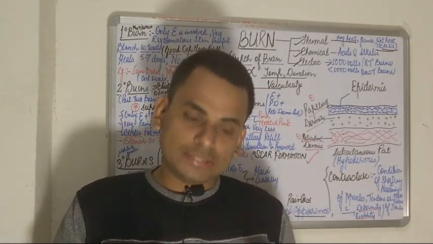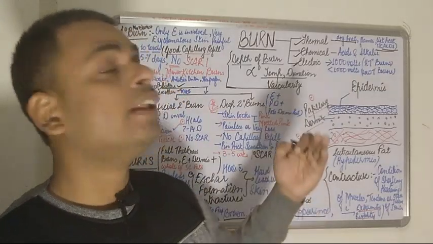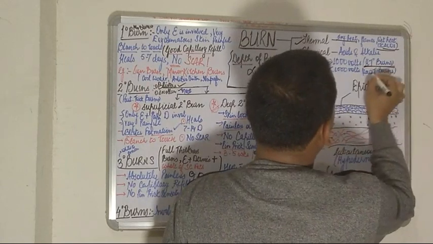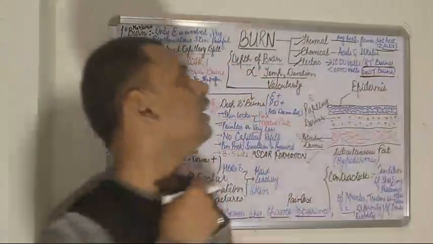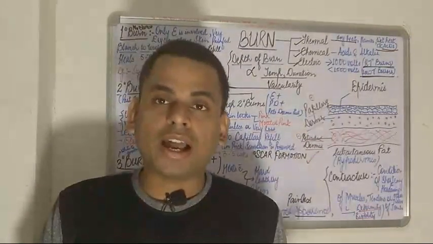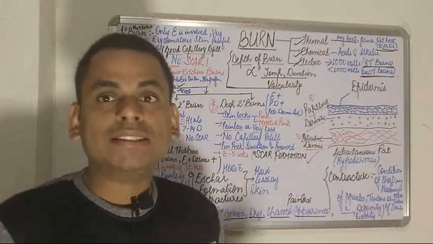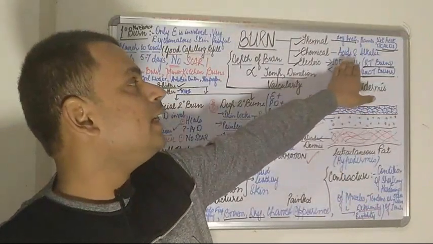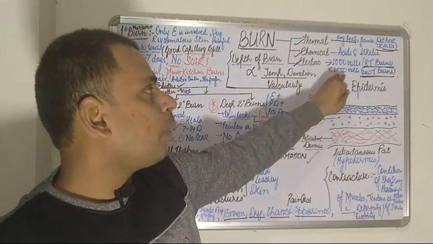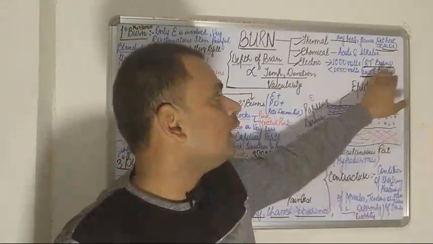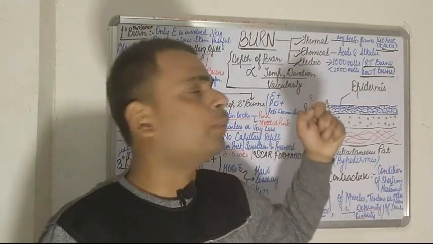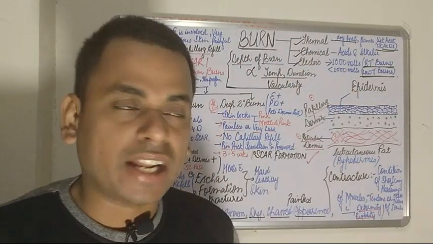Moving on to the third important category, the electrical burns. The electrical burns can be further subdivided into high tension burns and low tension burns. Students, electrical burns can be classified depending upon the voltage of the electric current the person is receiving. If the voltage is less than 1000 volts, it is called a low tension burn. And if the voltage exceeds 1000 volts, it is called a high tension burn.